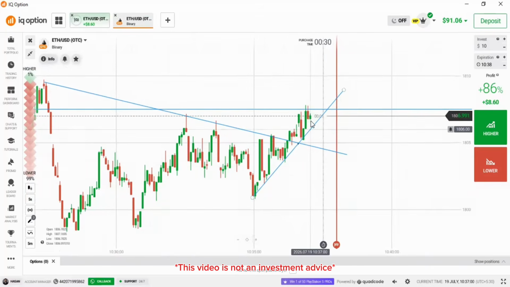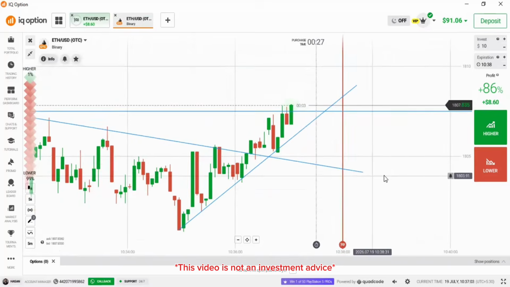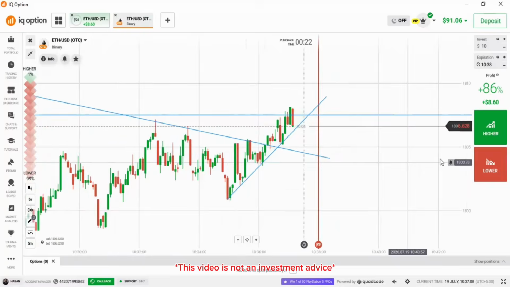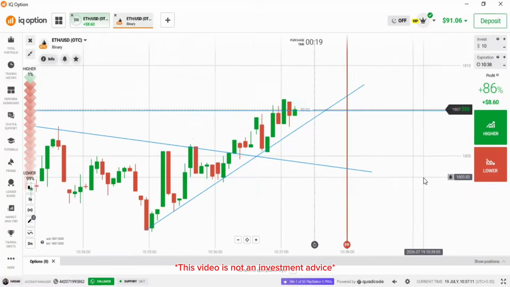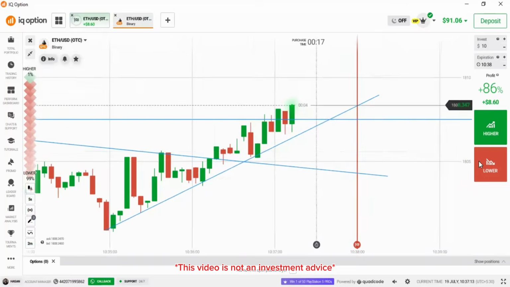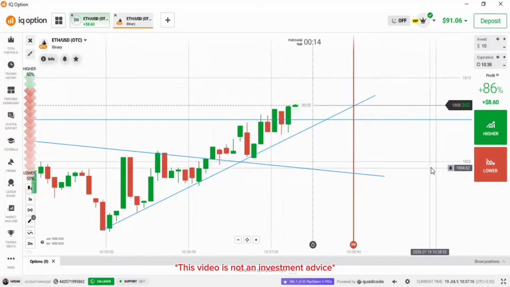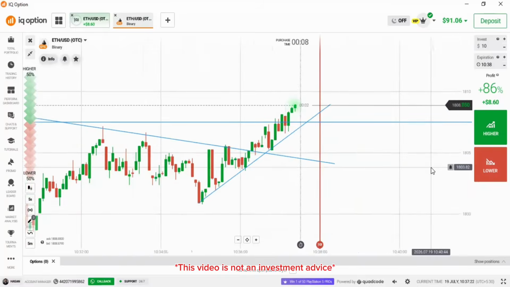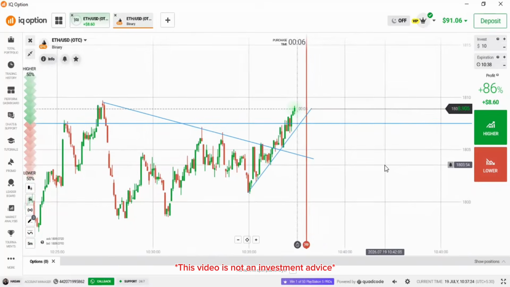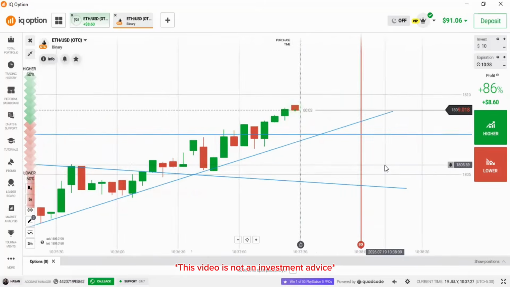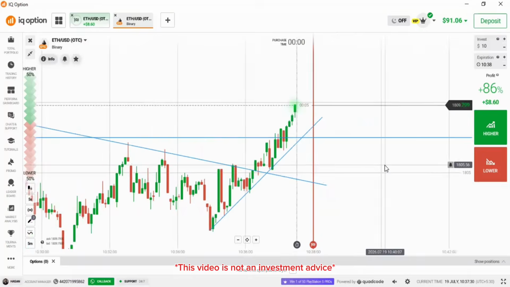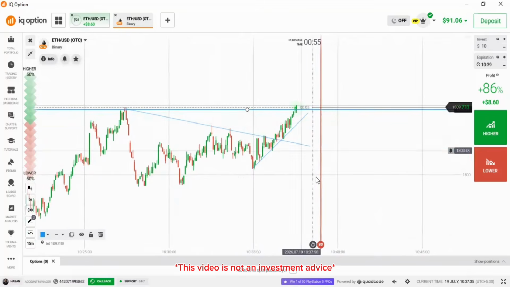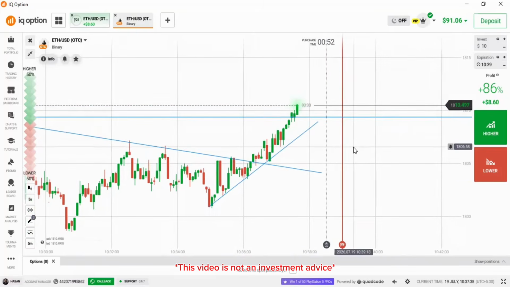If we get any strong upper rejection candle, then we can go with sellers from this point. No, there is no confirmation candle. It broke this level directly. So there is no opportunity here. If the market breaks this level, I can use this trend line for a call option trade.